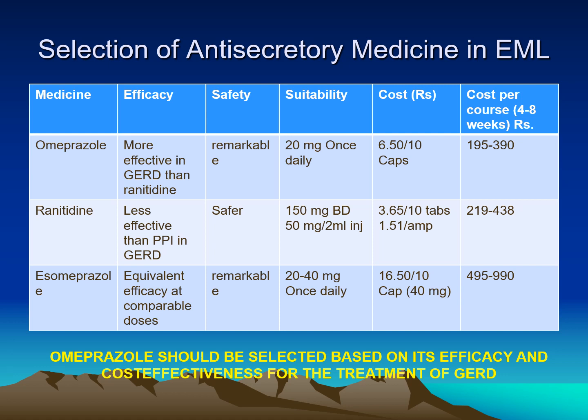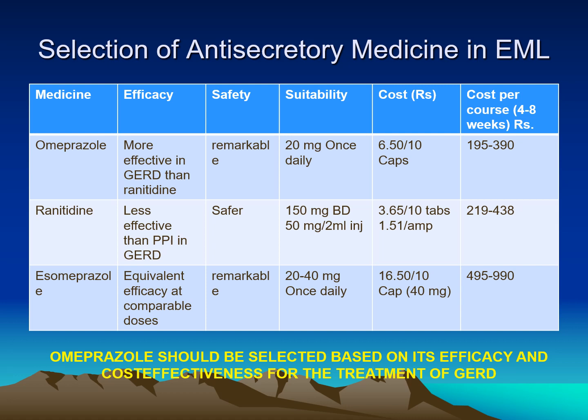For example, omeprazole can be given 20 mg once daily, or 20 to 40 mg once daily, whereas ranitidine can be given 150 mg BD for GERD, whereas it is given 300 mg OD for peptic ulcer. The advantage with ranitidine is that it is available as injectable form. The cost of medicine is not a major consideration so far as omeprazole and ranitidine are concerned.